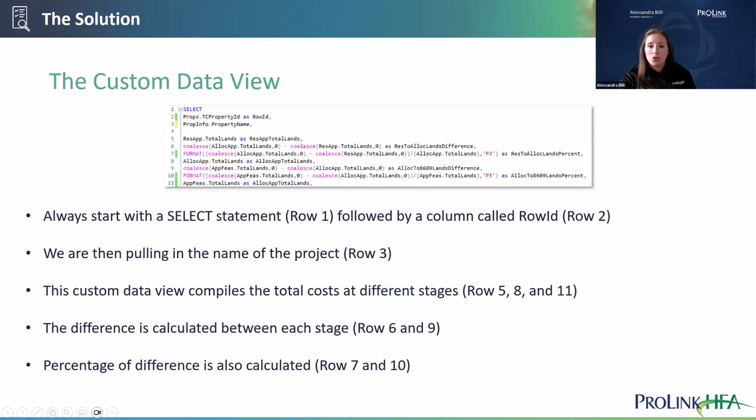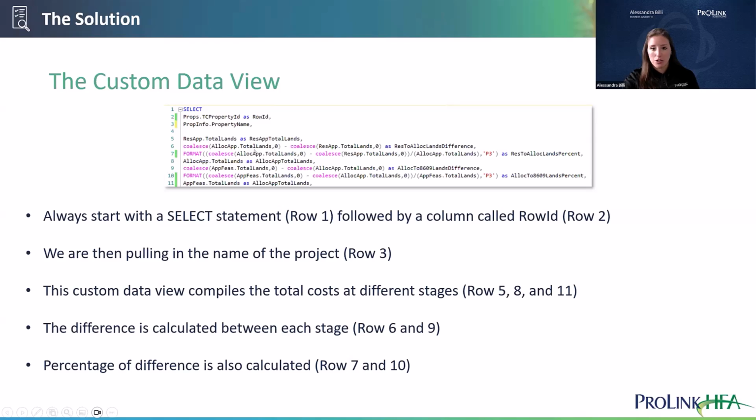And then in between each, we're seeing the difference and the percentage between this stage and this stage, then this stage and this stage here. So here we are subtracting the alloc app total lands minus the res app total lands to get the difference. These coalesces are just here because SQL does not like doing math with null values. If you have a null anywhere in your math, it is going to make the whole value null regardless of what other values you have in there. So this is just saying if total lands is null, make it 0. So we can do our math properly.